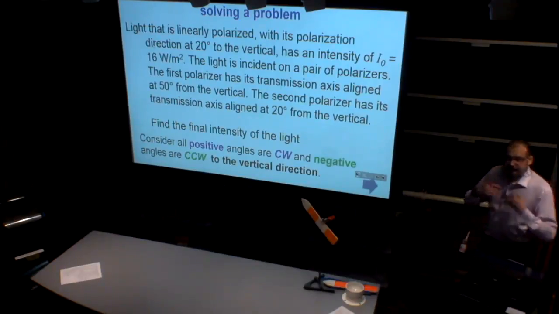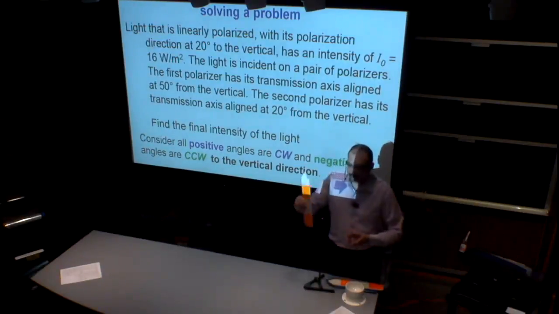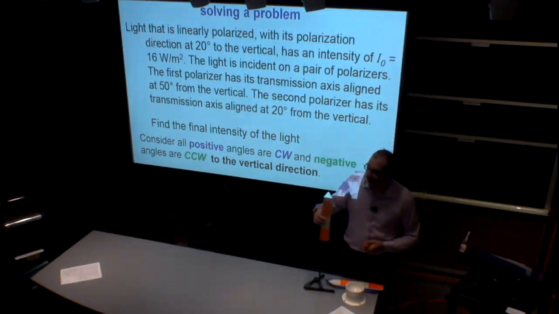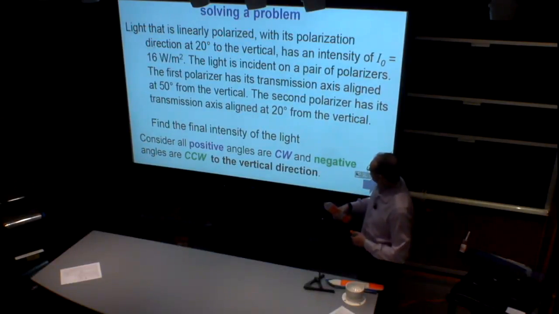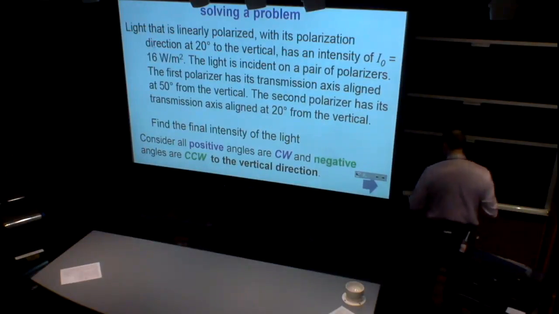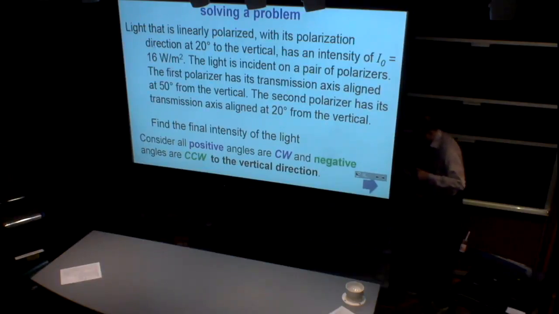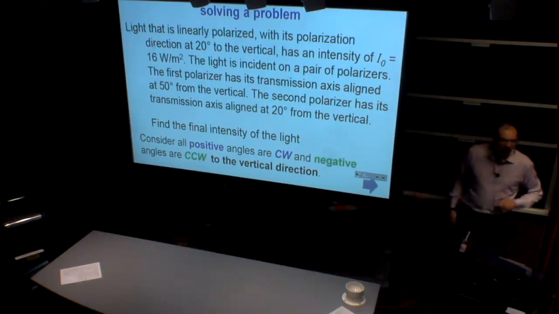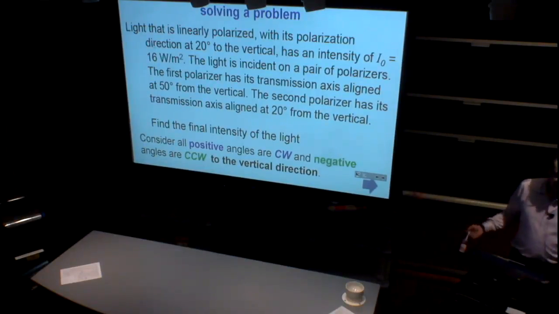There is a standard agreement which we always follow. We measure angles normally from vertical direction, from the y-axis. And for the polarization, for some reason, most people treat clockwise angles as positive, counterclockwise angles as negative. But because, again, cosine is squared, it doesn't really matter, absolutely. We just have to treat those angles differently.